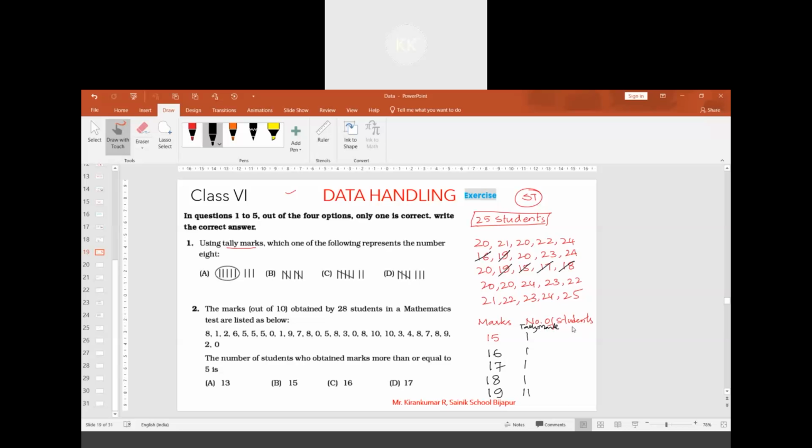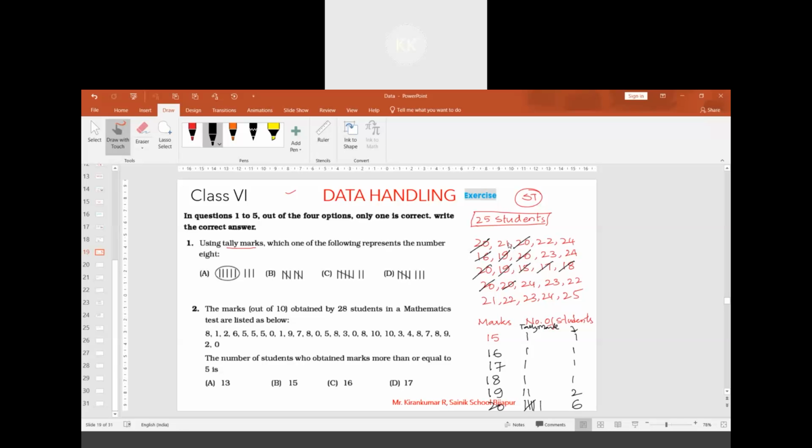Here, for the number of students, I write 1, 1, 1, 1, 2. How many 20s are there? You just observe. 1 here, so I'll mark one more, and one more. The third one, I'll mark like this. The fourth one, I will mark like this. The fifth one, I am not going to write as a fifth line, I am going to write a cross line. This is a group of 5 and there is one more. So totally there are 6.